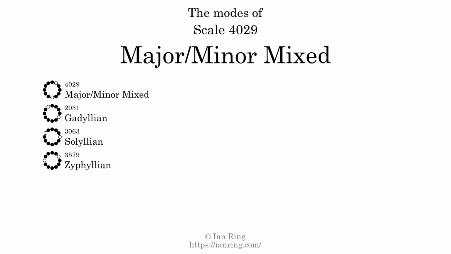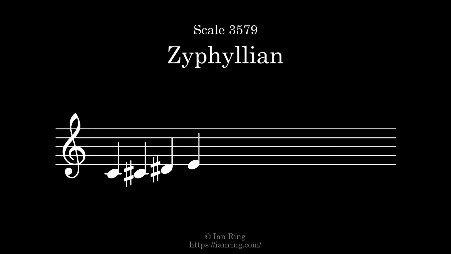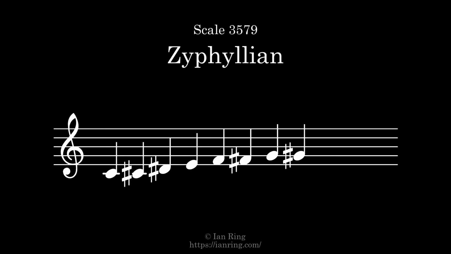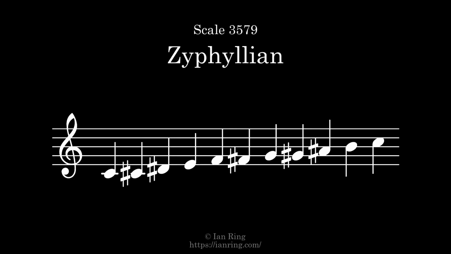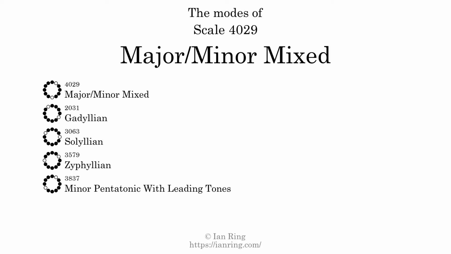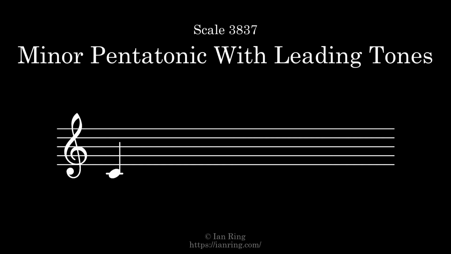The fourth mode is scale 3579, also known as Xiphillion. It sounds like this. The fifth mode is scale 3837, also known as minor pentatonic with leading tones. It sounds like this.